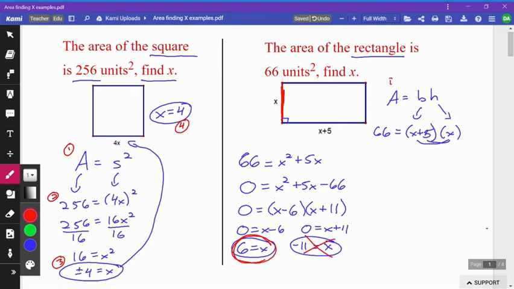There's our steps. Step 1, equation. Step 2, plug everything in. Step 3, solve for x. And step 4, check your answers. And that's all we're doing when we're trying these out.